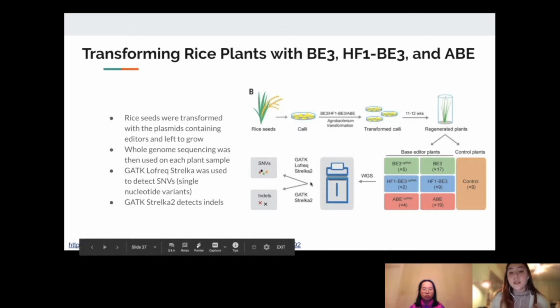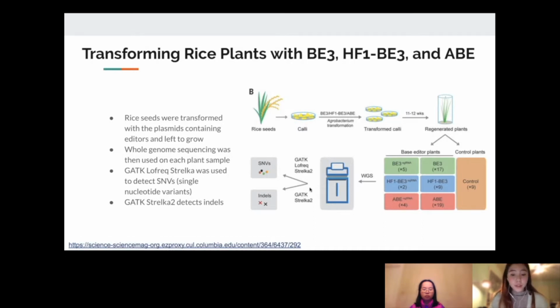The first one is GATK low frequency Strelka2, which checks for single nucleotide variants, or SNVs. So that would be any type of change that was catalyzed by these base editors, because it would look for a single base pair that was different than it was before. And then there is also the program GATK Strelka2 that searches for indels, which are insertion or deletion mutations. So this would mean there's an extra DNA base pair where it shouldn't be, or we're missing one where it should be.